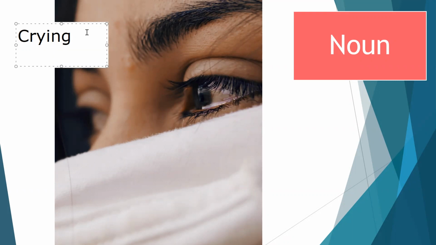Okay, what if I said sorrow? Is sorrow a noun? A noun is a person, place, thing, or idea. So sorrow is a feeling. It can be a noun. Does that make sense? Or doesn't make sense?